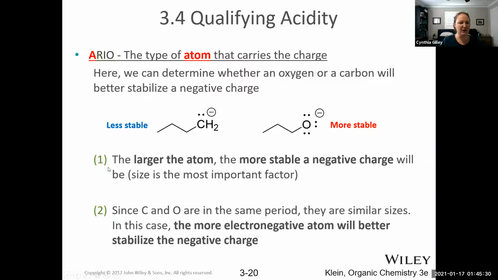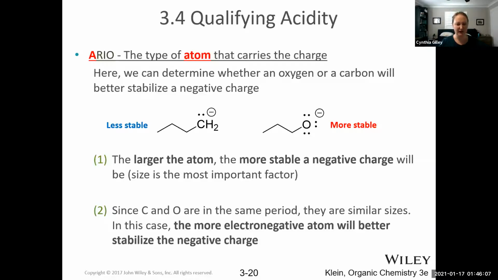So we use factor number 1 when we're comparing two atoms that are a very different size, right? Because one is farther down a column in the periodic table. So for example, if we were comparing an oxygen anion versus a sulfur anion, then we're comparing two atoms that have a very different size. Sulfur is a third row element, and so it has a much larger size than oxygen. So we would use this factor.